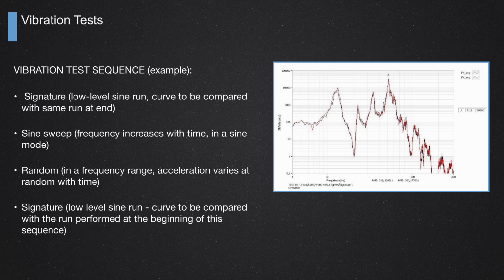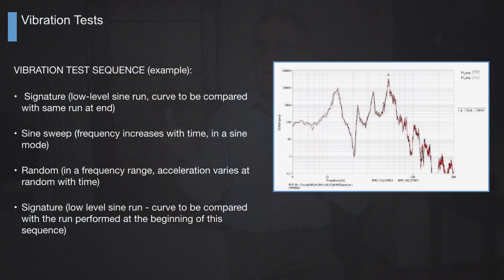And the sequence we go, first we do a signature of the test. It's a very low level, we vibrate in a very wide range of sine run, from let's say 5 Hz to 2000 Hz. And we get the response of the structure in all the 200 points of the spacecraft. We know how the spacecraft is vibrating at different frequencies. We call this the signature.